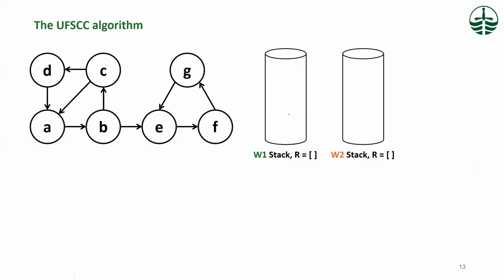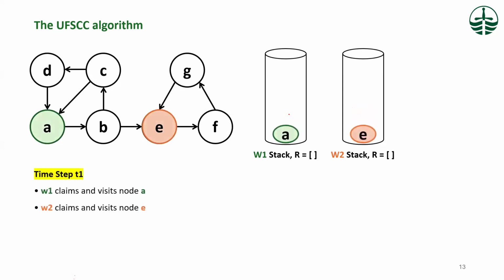The basic core idea is, instead of running a sequential version of the SCC that we have seen before, we can use multiple workers, maybe 2, 3, or many more for large graphs. In this example, we will see 2 workers, W1 and W2. At time T1, W1 claims and visits the node A randomly, and W2 claims and visits the node E. Randomly they have picked 2 nodes. They could pick any other node, but for simplicity we are thinking of it like this.